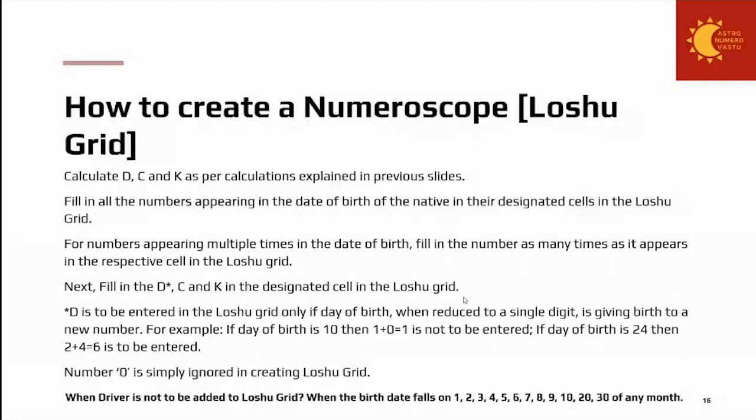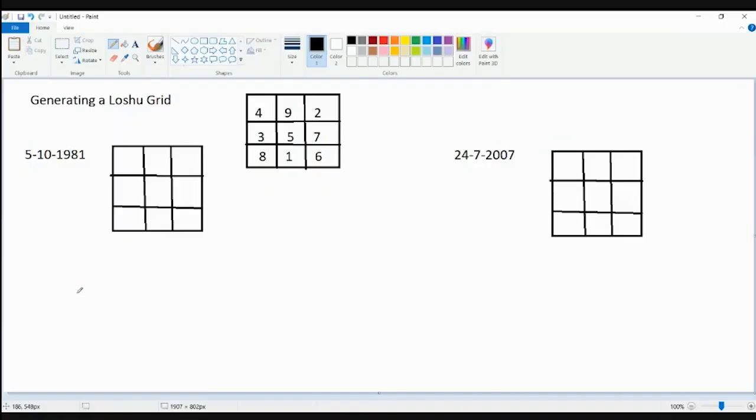I hope you are ready with your date of birth, driver, conductor, and KUA number as I had requested in the previous session. I'm going to show you hands-on with a couple of dates of birth. I would appreciate it if you also prepare Loshu grids at your end, and you can share those with me through WhatsApp. The number is given in the video description. Now you know the steps to create a Loshu grid.